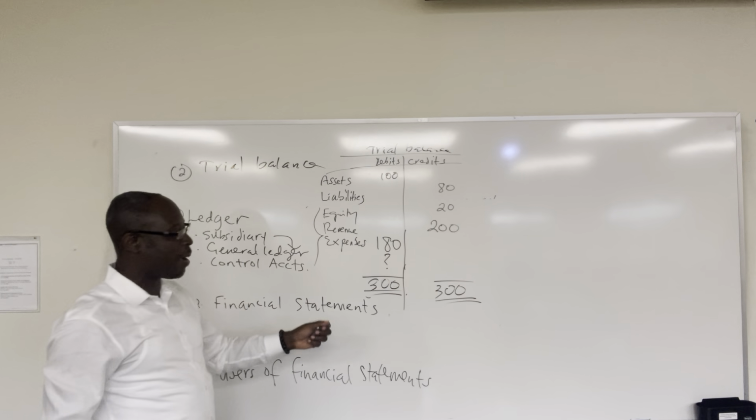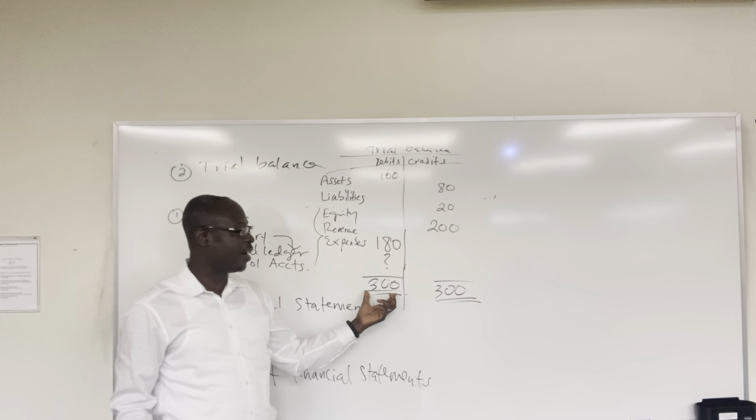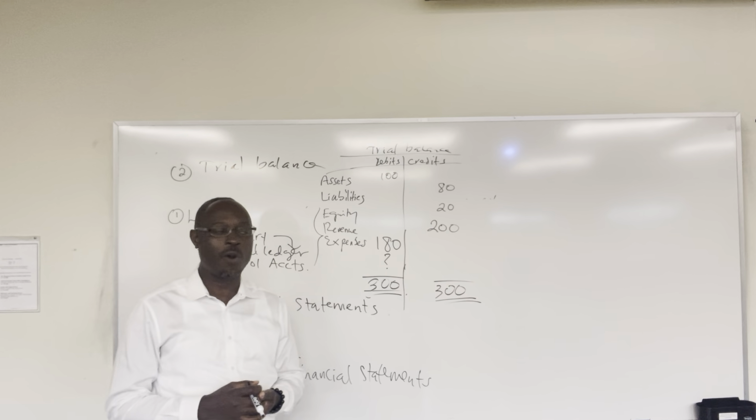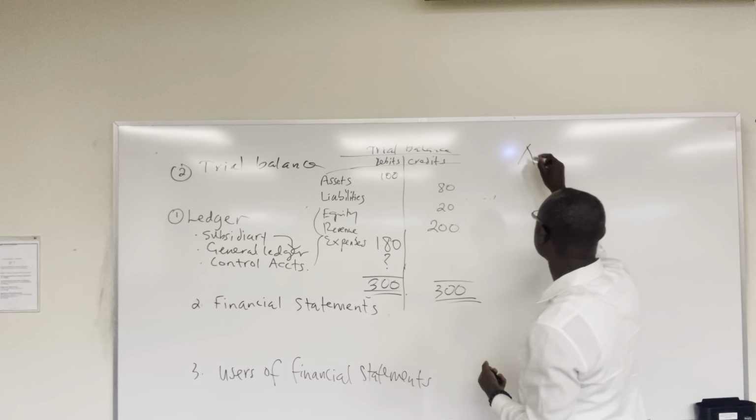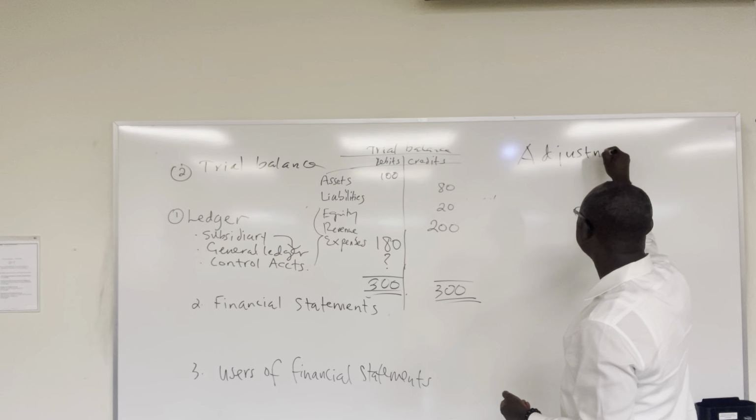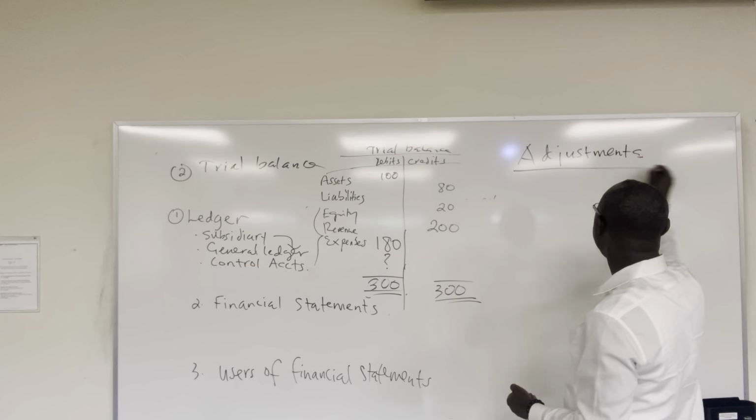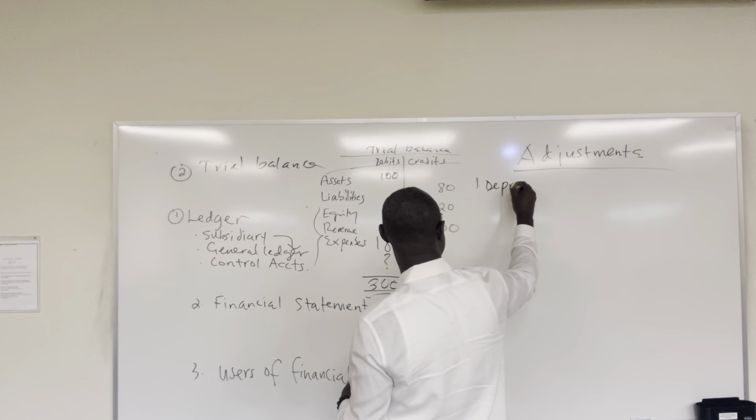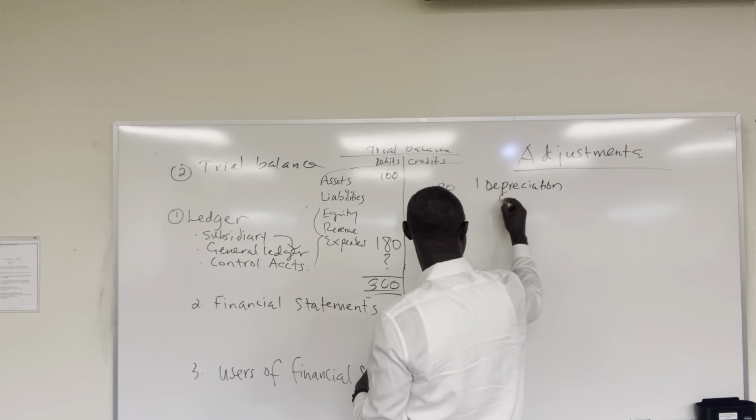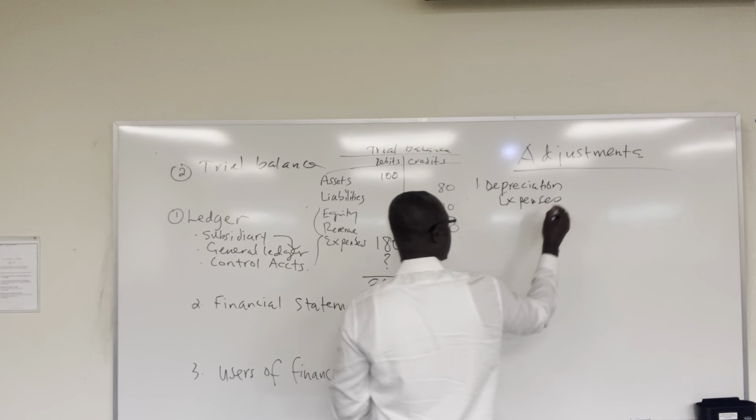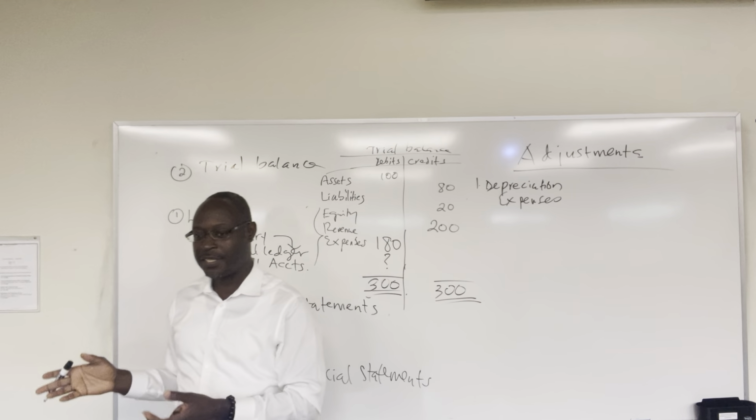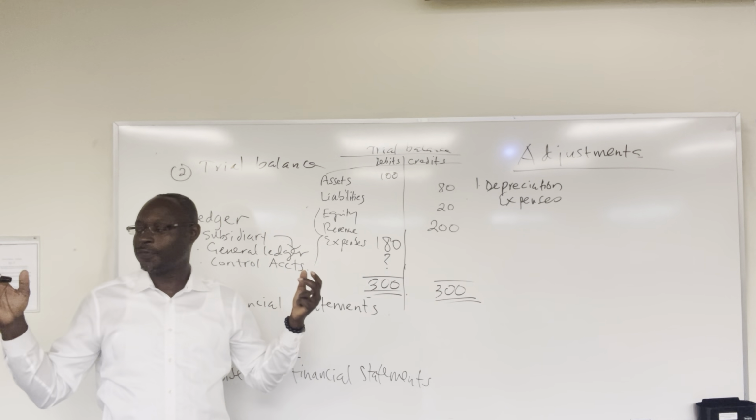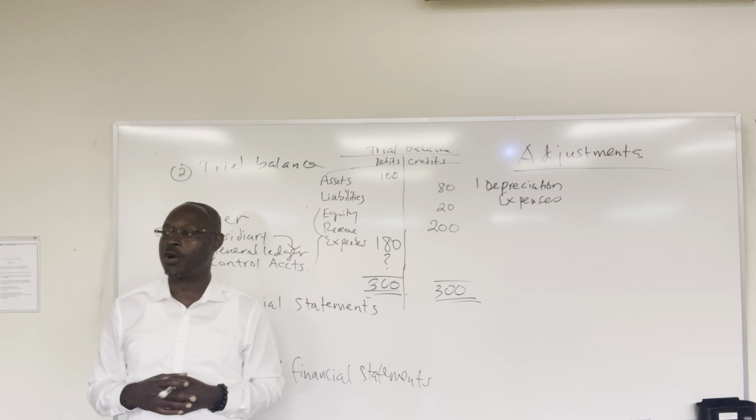The problem with this trial balance is that it is focused on debits equal the credit, but it doesn't take into consideration what we call adjustments. So the adjustments typically include things like, one, depreciation expense. You had furniture, you had buildings, you had computers that you used. And the use of those assets, those fixed assets, is what we're going to call depreciation.